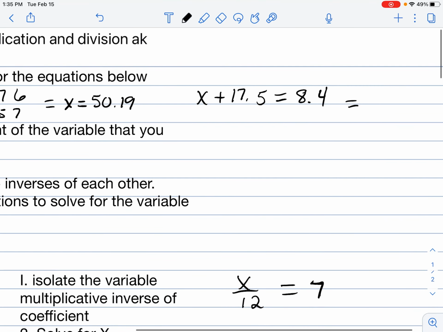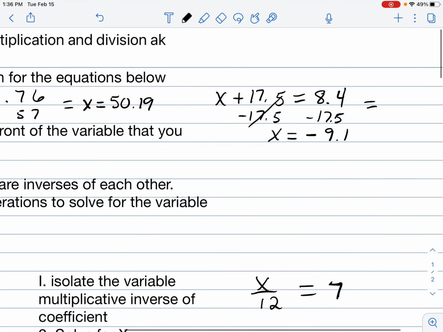All right, likewise on this one, x plus 17.5. The additive inverse of the plus 17.5, once again, would be a minus. So you're minusing 17.5 from both sides. What happens here is those cancel out, once again leaving you with x, and then 8.4 minus 17.5 is going to give us negative 9.1.